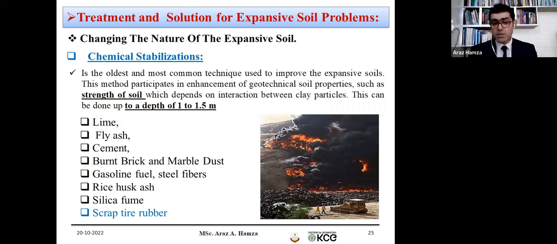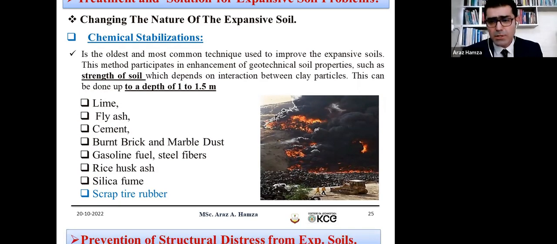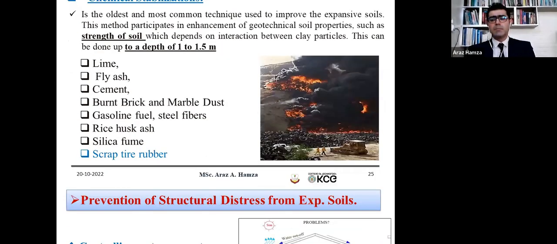Why did I highlight the scrap tire rubber? Because this is the subject that I used in my master's. I stabilized the expansive soil by using plastic from tire recycling. This is a good material that can be used, and it has two functions, an environmental function and also a geotechnical function. But generally, the process is not easy in practice.